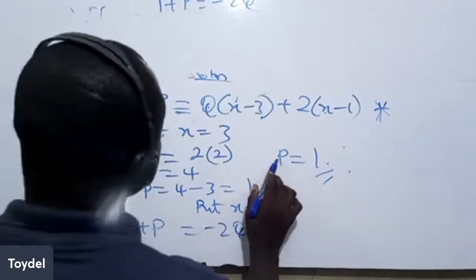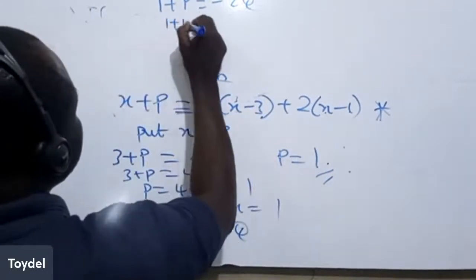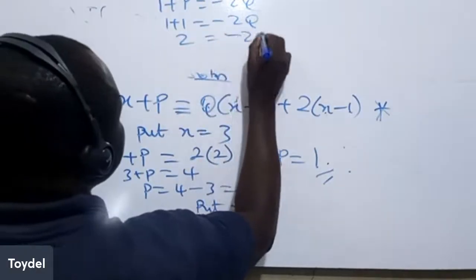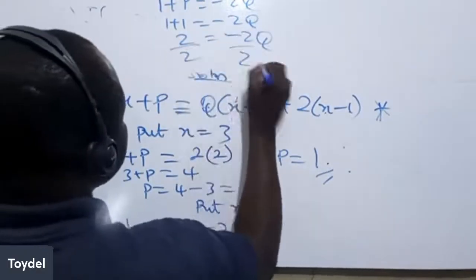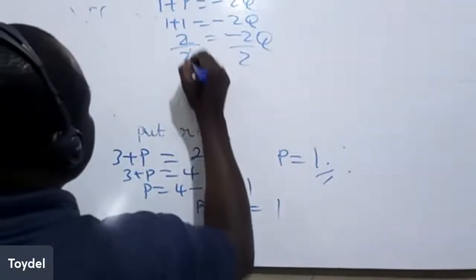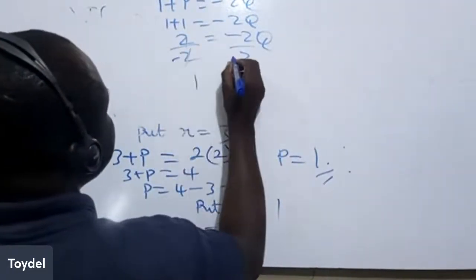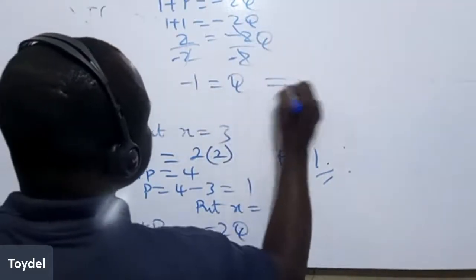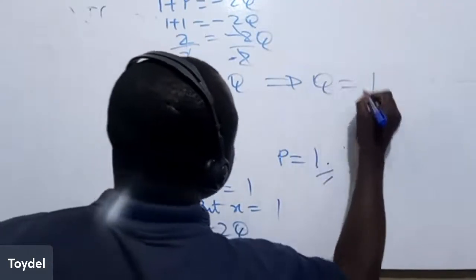Then what is p? P is 1, so I will have 1 plus 1 to be equal to minus 2q. So 2 is equal to minus 2q. Let's divide both sides by 2. If we divide both sides by 2, then here will be 1. No, let's divide both sides by minus 2. This will cancel this. The minus 1 is equal to q. This implies that q is equal to minus 1.